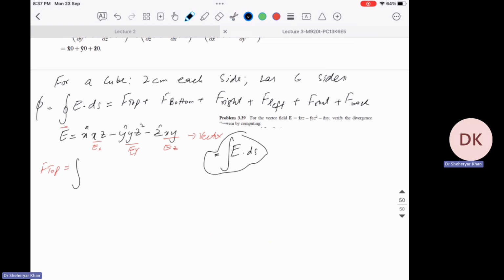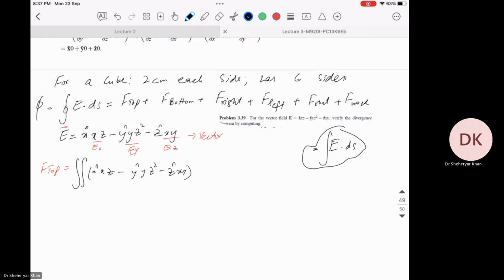So we can apply two limits. E dot ds, we use two limits on E vector. So E vector is xz minus yz square minus zxy. Okay. That's our E vector, dot ds.